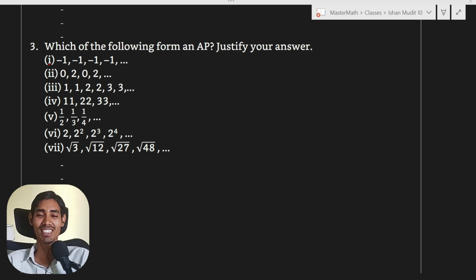Okay, Mudit, except for the first term, it was 4 for the difference. 2 to the power 4 is 16 minus 8, that is 8. And 8 minus 4 is 4, and 4 minus 2 is 2. Neither your answer was correct nor was your explanation on point.